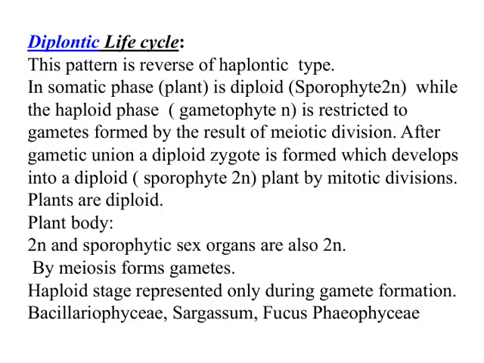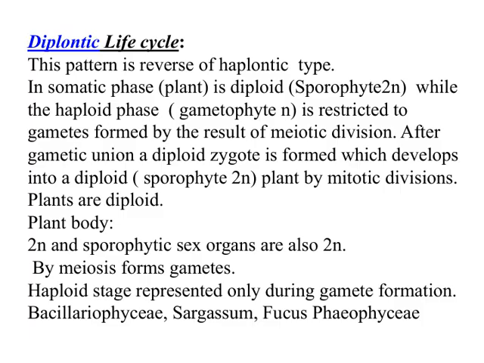In this slide, we're looking at the diplontic life cycle, which is actually the reverse of the haplontic type. So, in the diplontic cycle, the somatic or body phase of the plant is diploid, meaning it has two sets of chromosomes. We refer to this as the sporophyte stage, which is 2N. The haploid phase, which involves the formation of gametes, is quite restricted and only occurs during gamete formation itself.